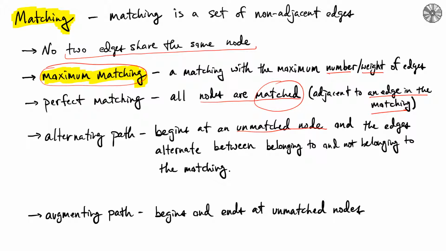So this is kind of an odd kind of path in which not all edges are being selected, but every other edge is being selected. And then an augmenting path is a path that begins and ends at an unmatched node, that is, both the beginning and end are unmatched nodes.